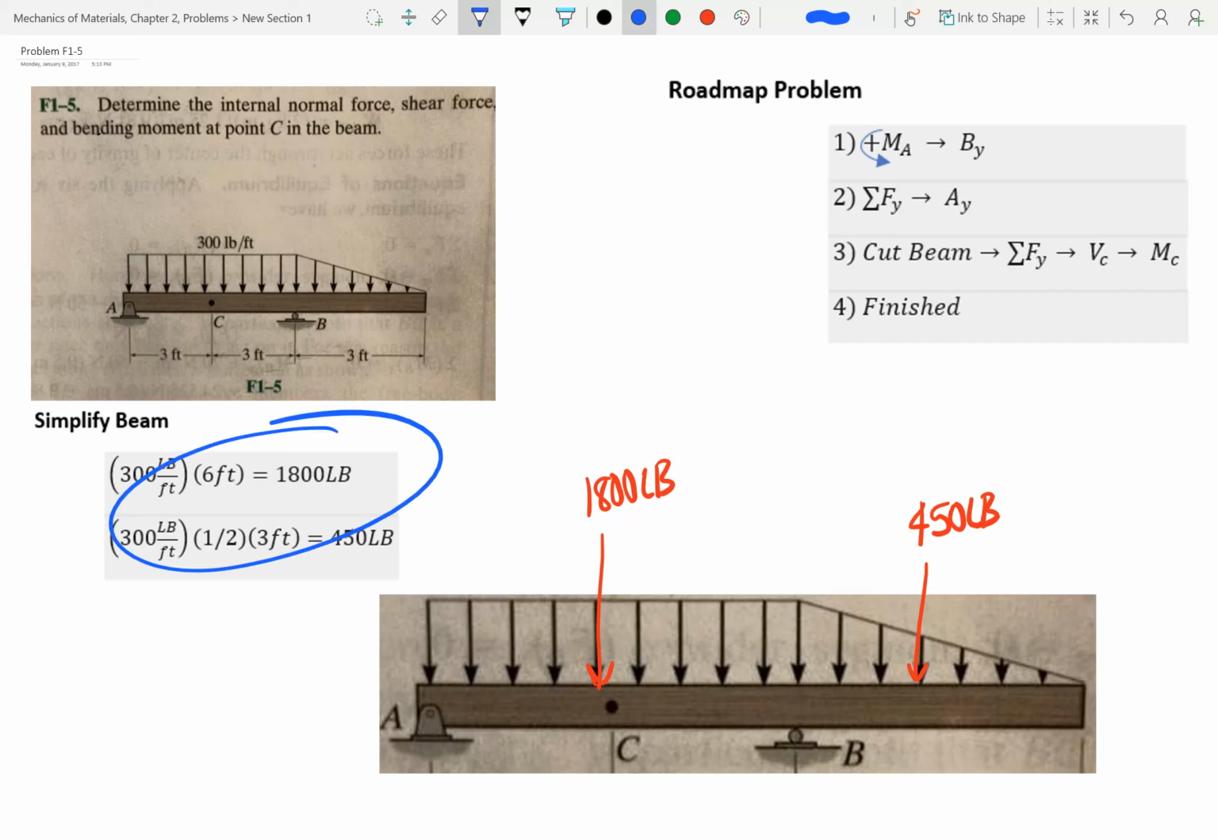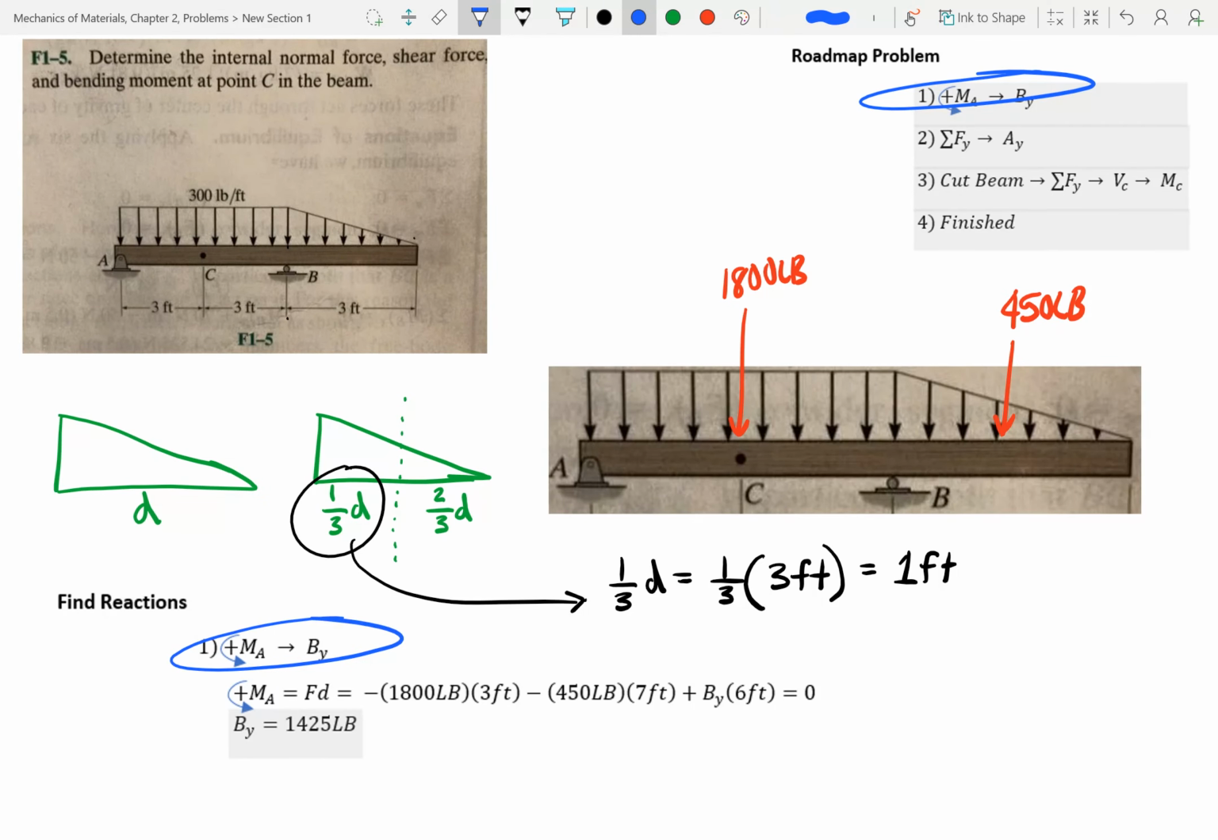So the first thing I do is simplify the beam, right? This is going to be 300 times this distance here, right? 6 feet gives me this guy. Okay, and right here, 300 times 3 feet, right? Times a half, right? Because we're taking half of this guy, right? So that would give me 450 here, right? So that's here.